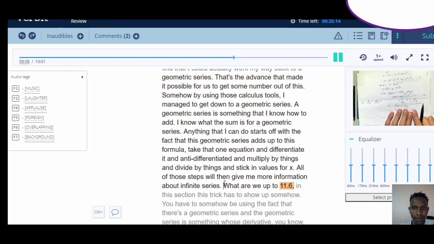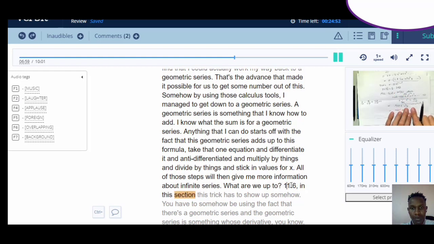What are we up to, 11.6? In this, as you can see, what are we up to is a question, right? But we said numbers, when they begin a sentence, even in the above 10, we use words. But in this case, because it's a decimal, we are going to use numerics, even if it's starting a sentence.